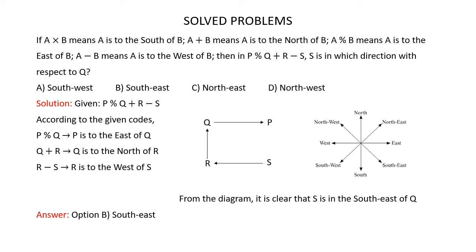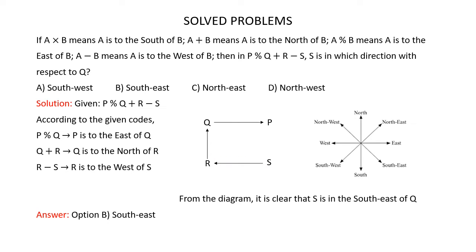Now first let's draw a diagram for this information. So now if Q is here, then P is to the east of Q at this point. Now R is here, so that Q is to the north of R. Now S is in this point, so that R is to the west of S. Now from this diagram you can see that P is to the east of Q, Q is to the north of R, and R is to the west of S.